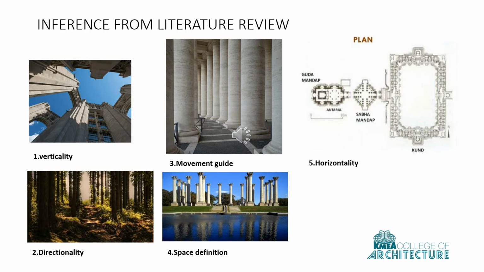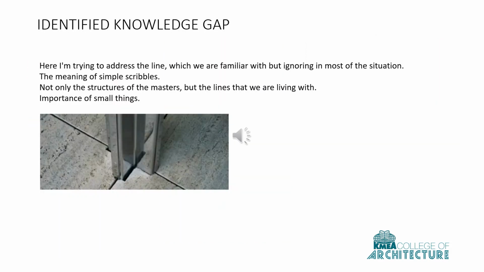The other characteristics of lines are directionality, space definition, and movement guide. Here I'm trying to address the line which we are familiar with but ignore in most situations: the meaning of simple scribbles, not only the straight lines of the masters but the lines that we are living with, the importance of small things.